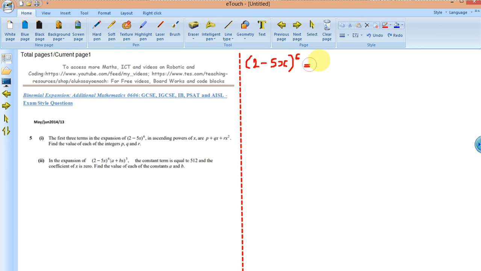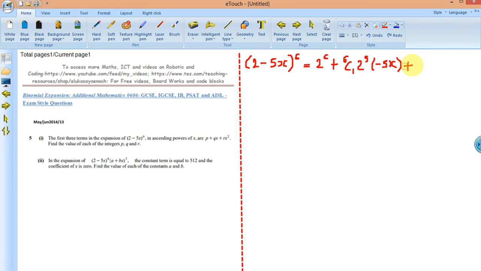So I'll start with 6 combination 0, that will be 1, then 2 raised to the power 6, plus 6 combination 1, then 2 goes to 2 raised to the power 5, then this term will go to 1, so that's minus 5x. Guys, don't forget the operator behind it. Minus 5x raised to the power 1, then plus 6 combination 2.